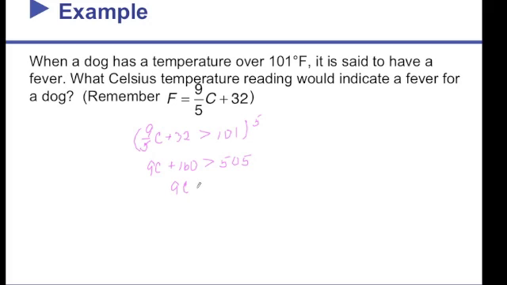Subtract the 160 from both sides. We'll have 9C is greater than 345. And dividing by 9, C will be greater than 38 1/3. So we'll probably go with an even temperature of 39 degrees Celsius would indicate a fever in a dog.